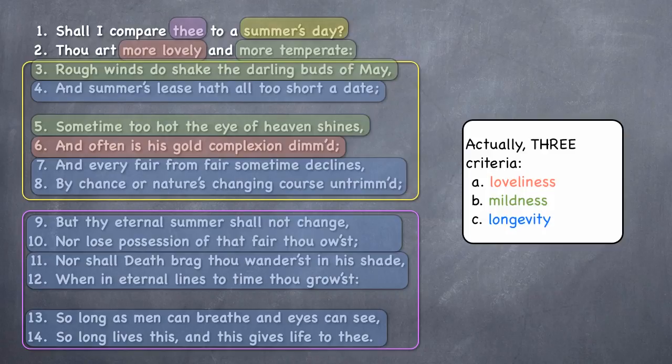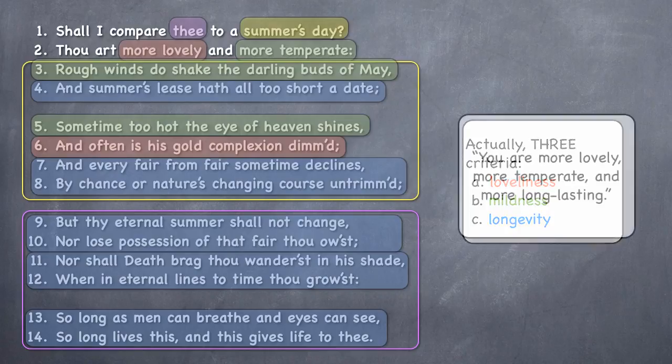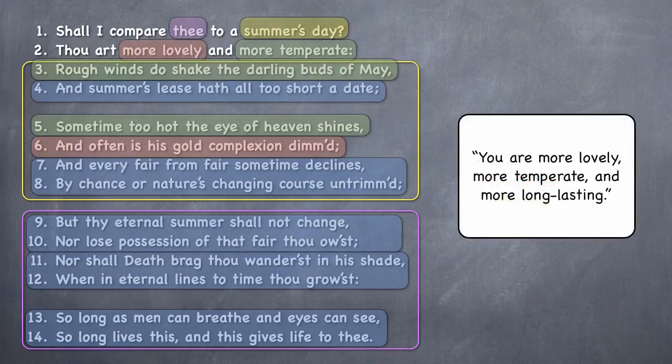Very interesting. As a result of looking at the structure this way, we now see that there are 3 criteria. And because there are 3 criteria, this actually expands the main point that Shakespeare makes. As a result, the main argument is: you are more lovely. I will compare you to the summer's day, and here is my point. You are more lovely, more temperate, and number 3, you are more long-lasting, meaning you are virtually eternal.